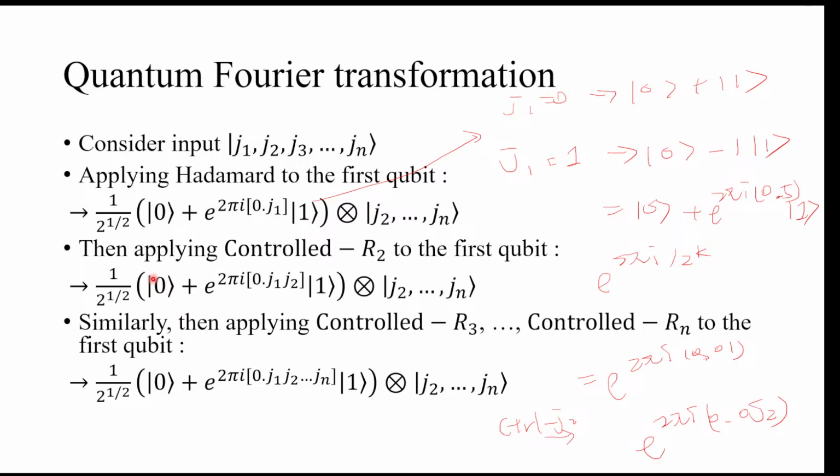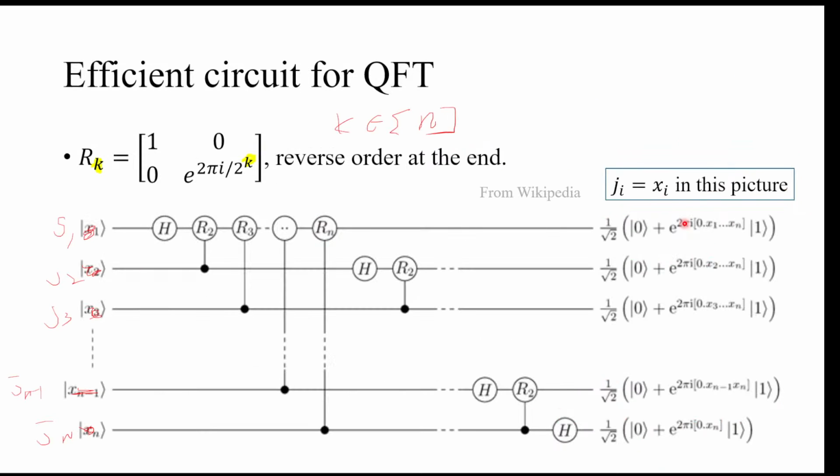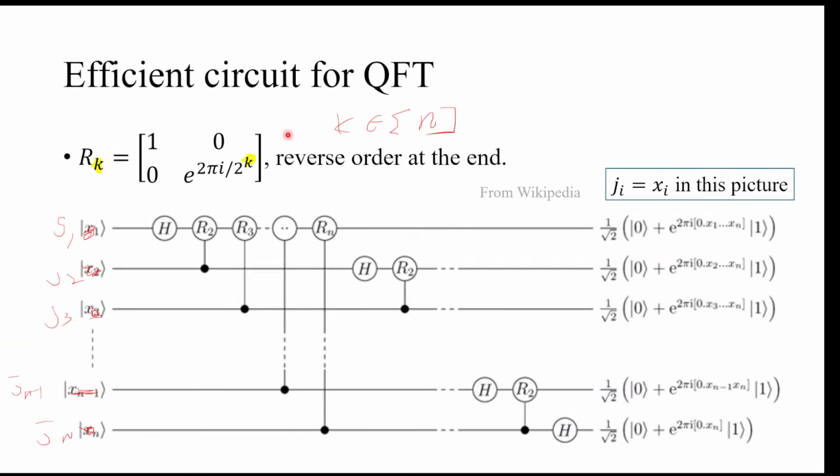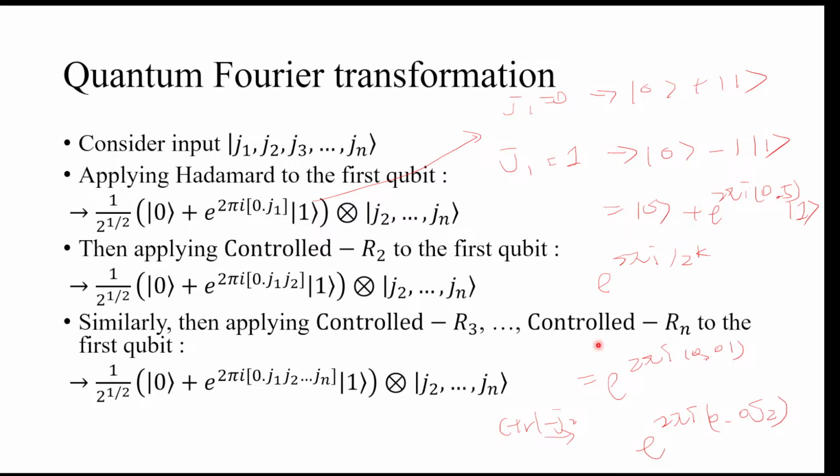And you can see that you do one by one because you have this exponentially smaller and smaller fraction, and so your control will give you exponentially smaller correction. Then you have a control on j3, do this 0.00j3, etc., and all the way to Rn, you get this 0.j1 j2 to jn on your first qubit. So the first qubit becomes this thing.